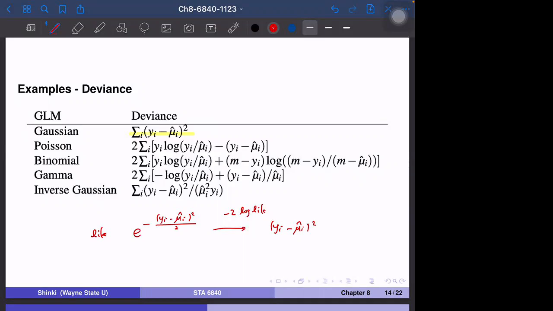So in this specific case, the second term, I mean the negative 2 times the log likelihood for the perfect model, that is y i minus y i squared. So this disappears and this is 0. So take the difference, then we still get this quantity. And for other distributions we also use the likelihood function, then you can get this function for Poisson, this function for binomial, this function for gamma, and this is the so-called inverse Gaussian function.